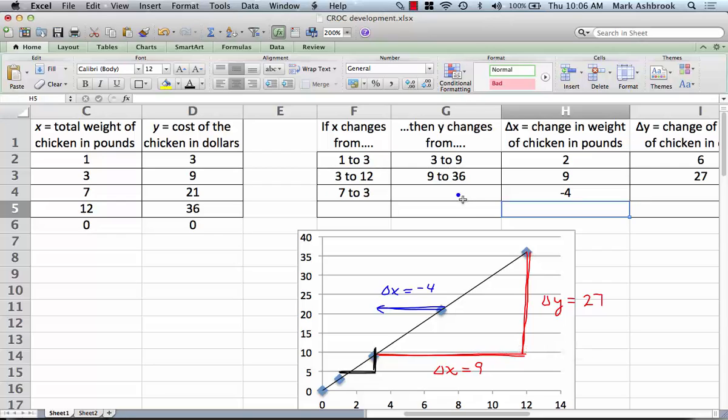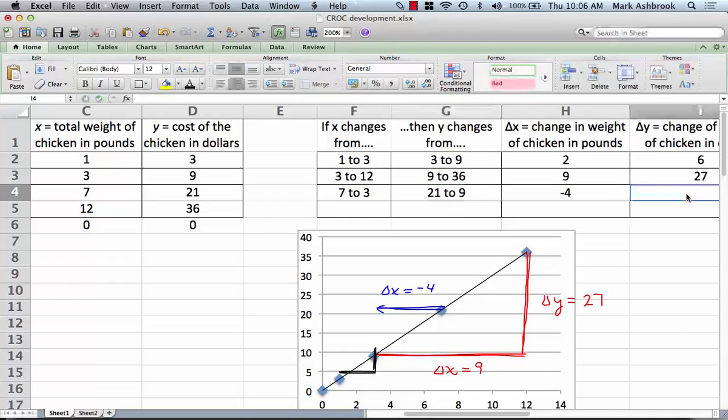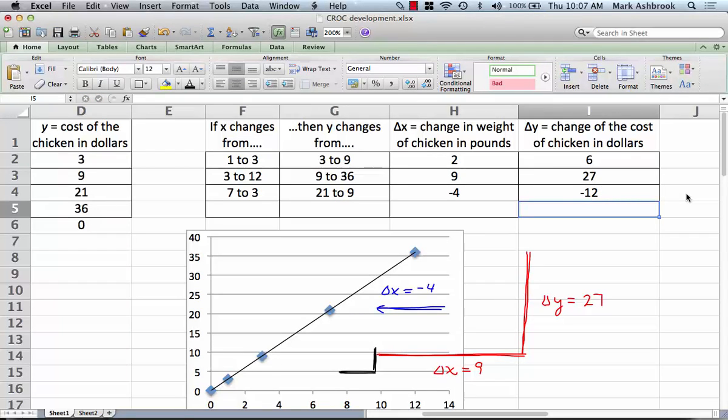What does y change from when I do that? 21 to 9, which is a change in y of? So what did we say to calculate the change? It's final minus initial. So we do 9 minus 21. Is it 12? Negative 12.